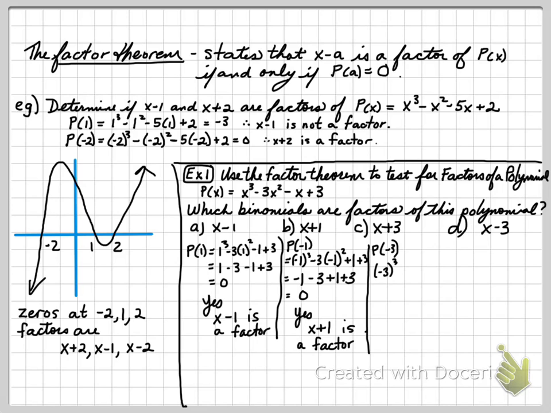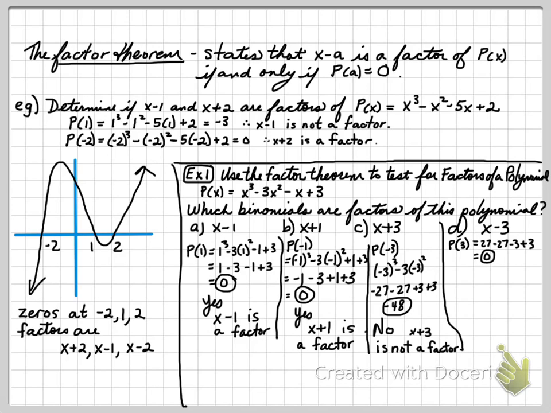In our third one, p at negative 3, we get negative 27, minus 3 times negative 3 squared is minus 27, minus 3 plus 3, which gives me negative 48. So the answer is no. X plus 3 is not a factor. Lastly, x minus 3: if you plug in p at 3, you end up with 0. So yes, x minus 3 is a factor.